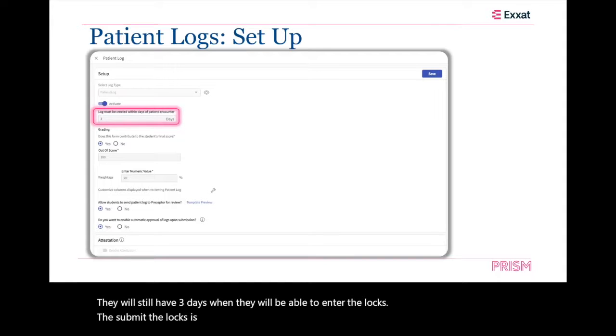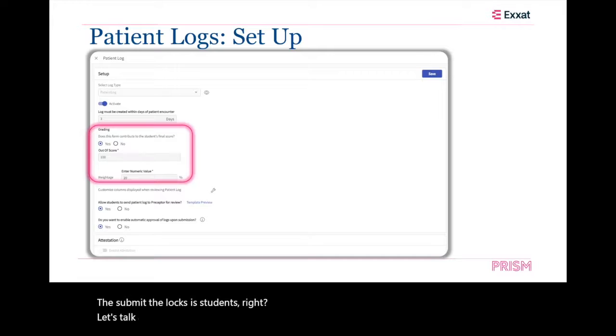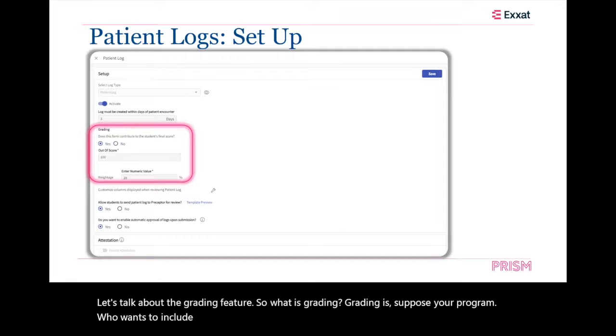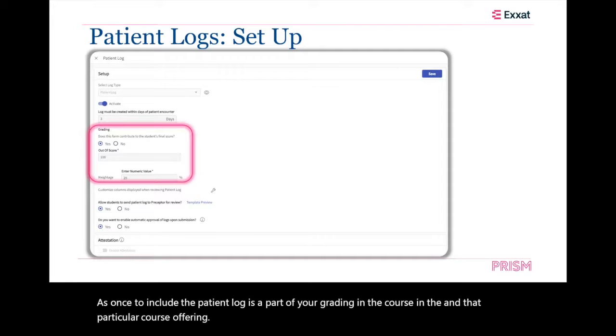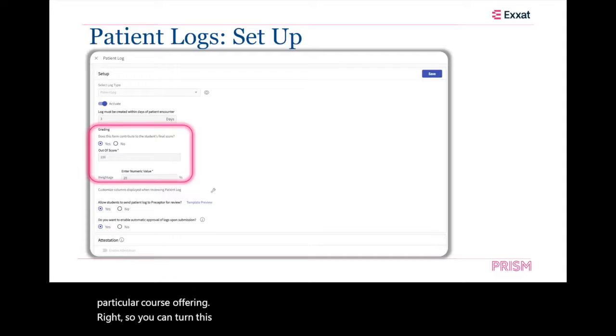Then let's talk about the grading feature. So what is grading? Grading is, suppose your program wants to include the patient log as a part of your grading in the course and in that particular course offering, right? So you can turn this feature on by clicking on yes. Then you can put the out of score.